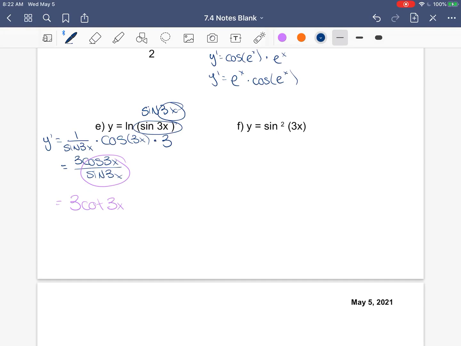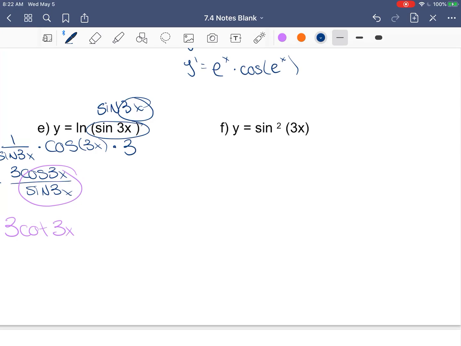All right, on to our next one. So this one as well, remember that when we have sine squared 3x, that's really the same as saying sine of 3x, squared. So again, we've got a chain rule.